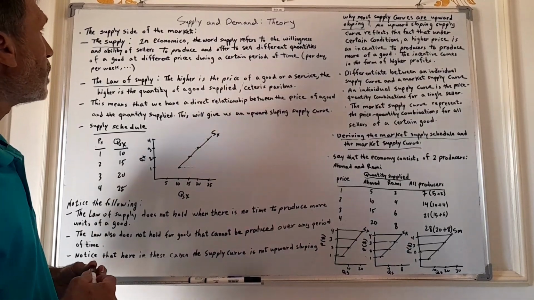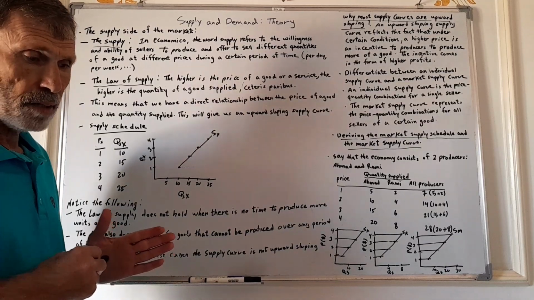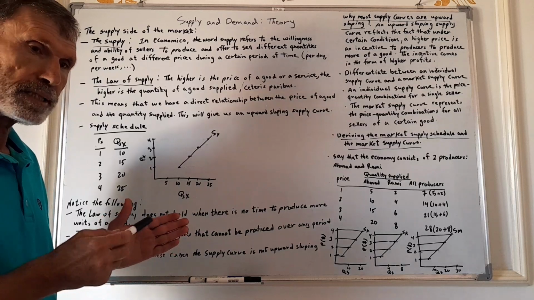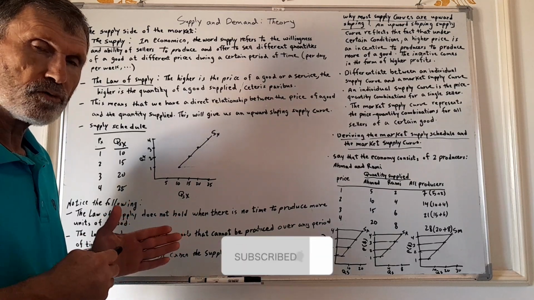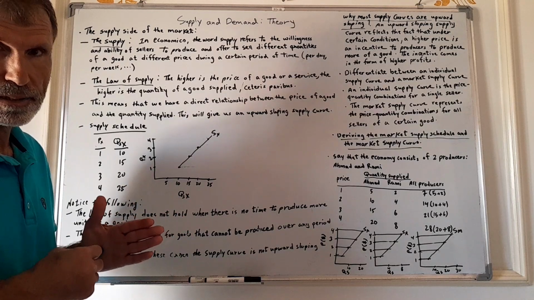Now we move to the supply side of the market. Remember, we said that a market consists of two sides, the demand side and the supply side. So now we move to talk about the supply side of the market. Okay?